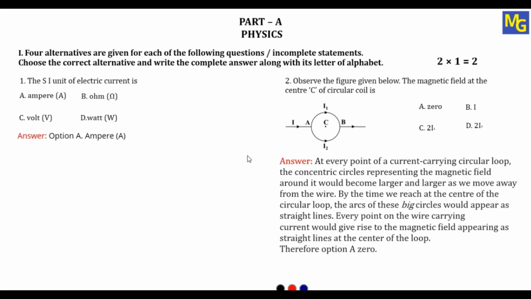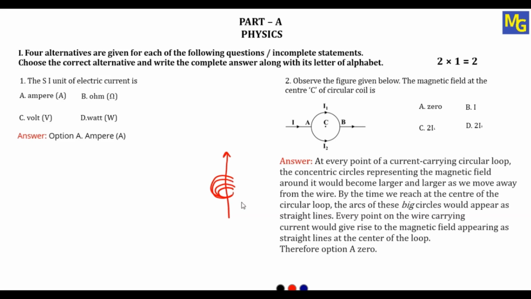For example, if this is the straight conductor and this is the direction of the current moving in this straight conductor, then the fingers wrapped around it will give the direction of the magnetic field line.